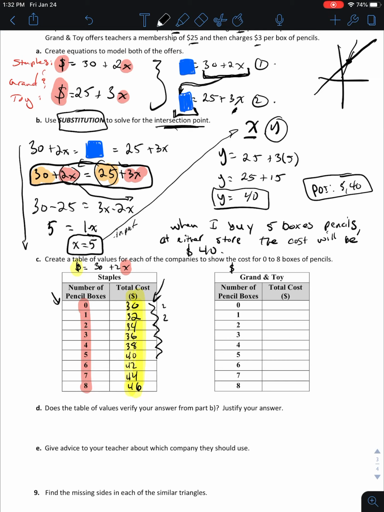Then we can go over and do the same thing. I'm going to Grand and Toy, right? So I'm going to write down the price equation that we came up with from the beginning. So dollars equal to 25 plus 3x.